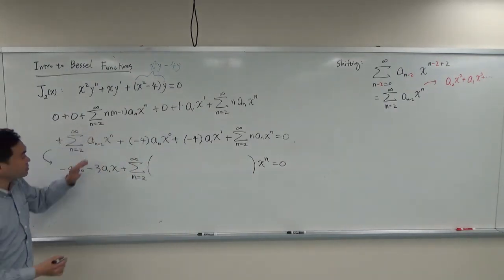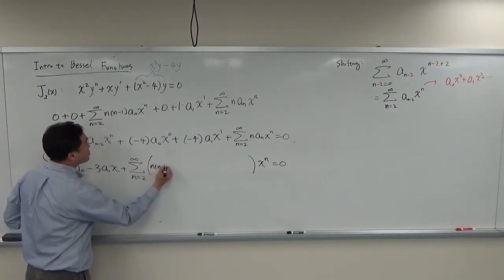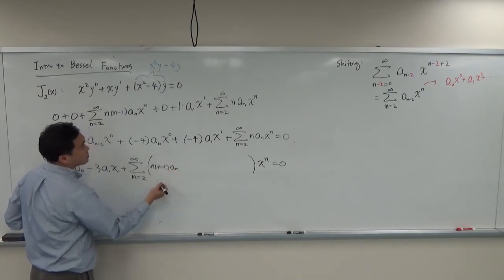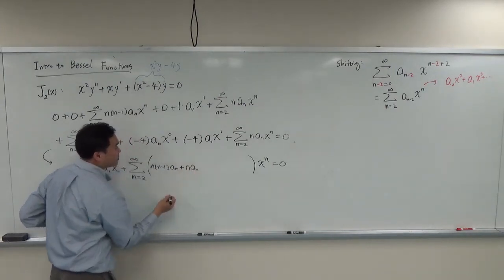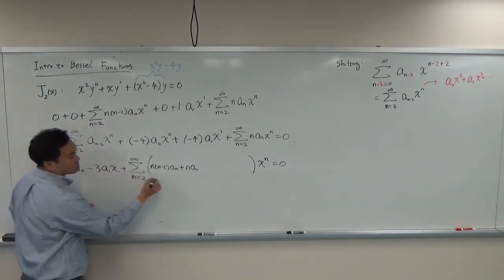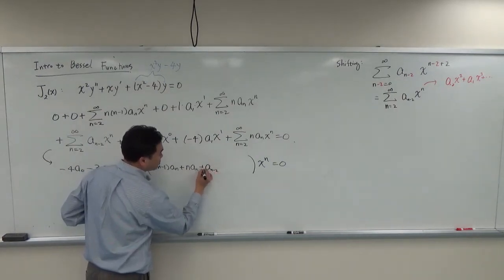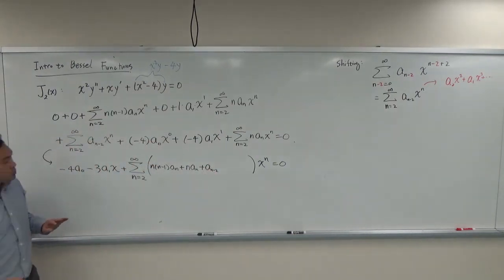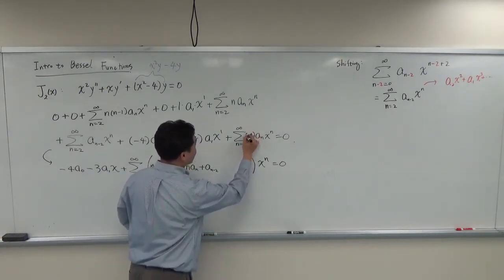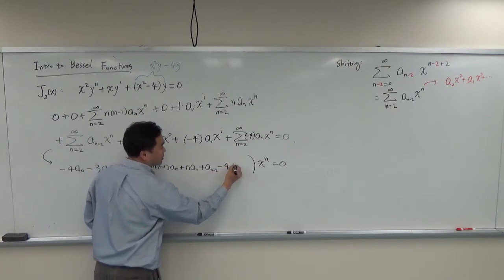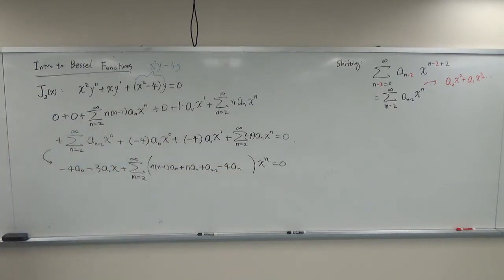So let's see, this one, n minus 1, an. The next one is this one, plus n an. And the next one is plus a n minus 2. And then the next one is, oh, this is wrong, I think. This should have been negative 4. Sorry about that. Minus 4 an. Good? Do you agree? Okay.